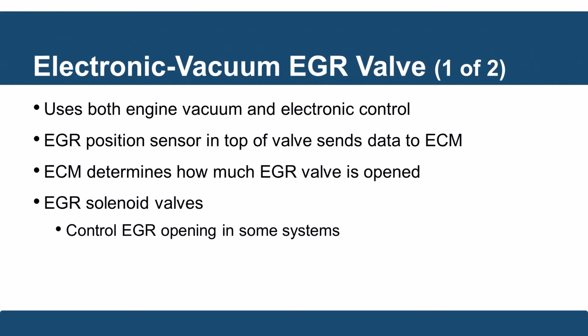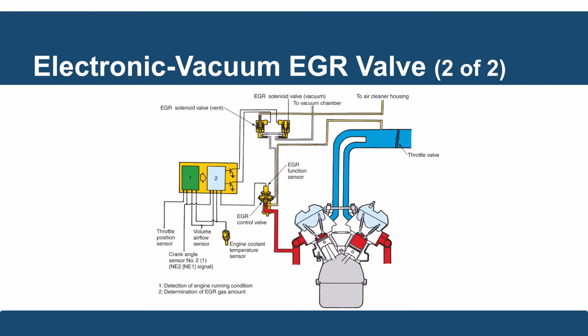Now, electronic vacuum EGR valves use both engine vacuum and electronic control. The EGR position sensor usually sits on top of this valve and sends information to the engine control module. The engine control module determines how much the EGR valve needs to be open to control that flow. And the EGR solenoid valves have EGR. This regulation occurs based on that input.